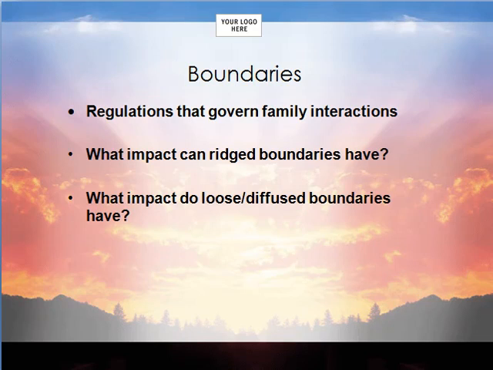Boundaries are regulations that govern the interactions of families. These can either be rigid or they can be too loose and diffused. What impact will it have if they're too rigid? What happens in families when their boundaries are rigid? Then, when the children move away to college, you see a lot of rebellion. You see a lot of inability to manage one's decisions and things like that when the boundaries have been rigid. And when the boundaries have been loose and diffused, there just is a lack of boundaries. There's a failure to be able to make a distinction between what's appropriate and what's not, healthy or unhealthy.